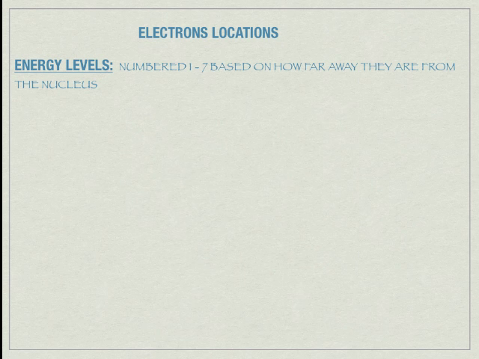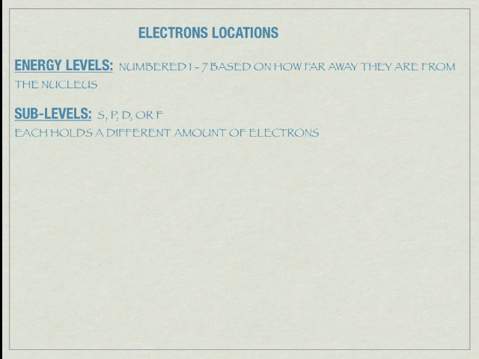I think most likely what you've been taught up until now is that electrons are in orbitals, and the image that you probably have in your head is that they are similar to planets orbiting the nucleus, and that is not really true. It's more complicated than that. So we have energy levels for the electrons, numbered 1 through 7, based on how far they are away from the nucleus. So the farther they are away, we give them a higher number. And that kind of fits with what you know about them. Some are closer, some are farther away.